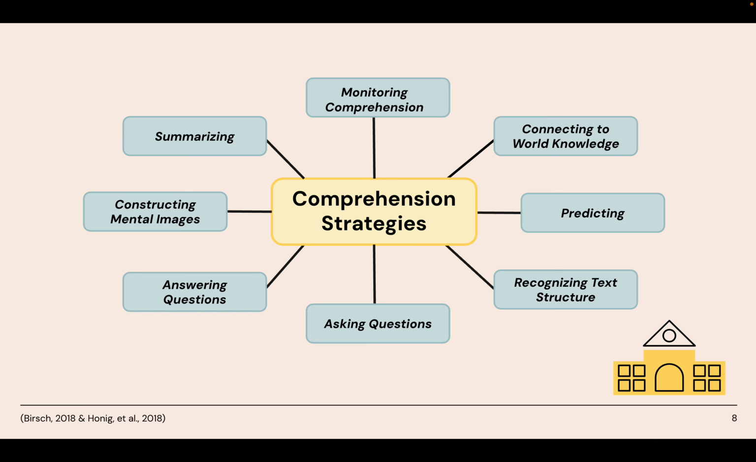And then lastly, summarizing. Summarizing is a great comprehension strategy. Obviously, just the recall aspect and really just reworking the story in a way that helps the reader understand.